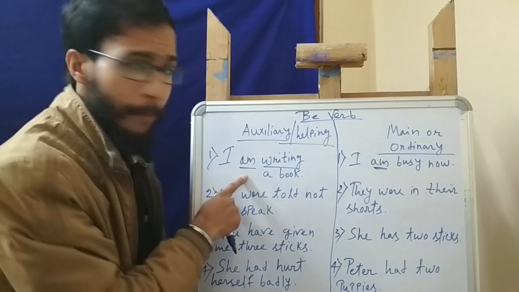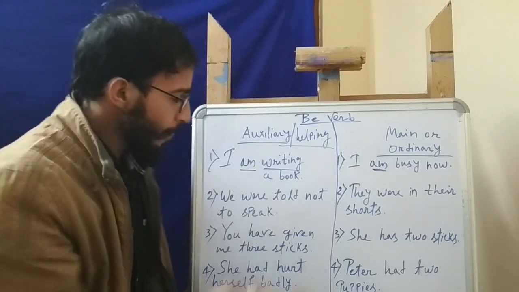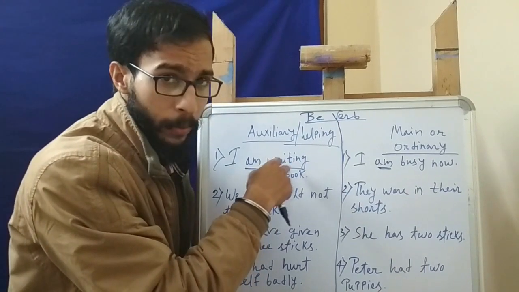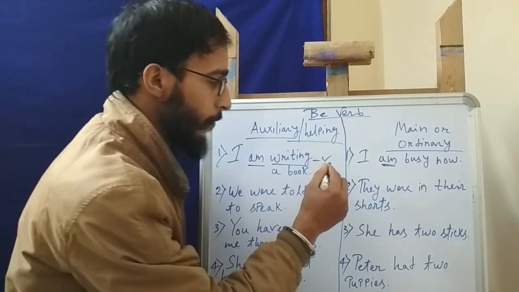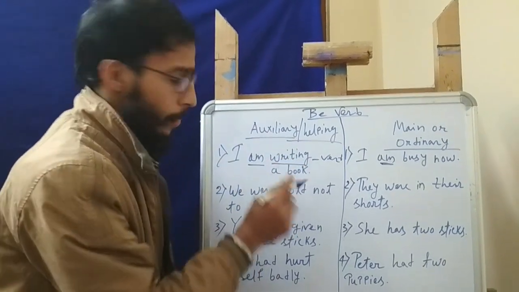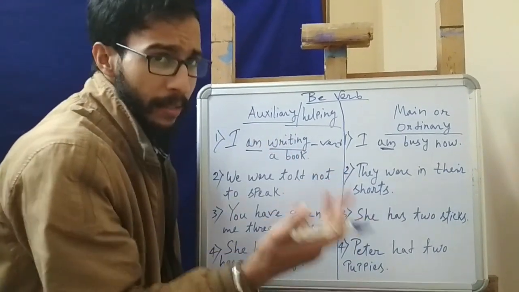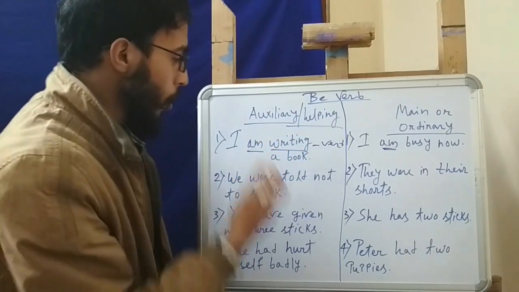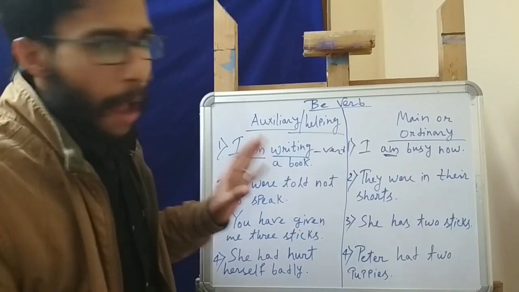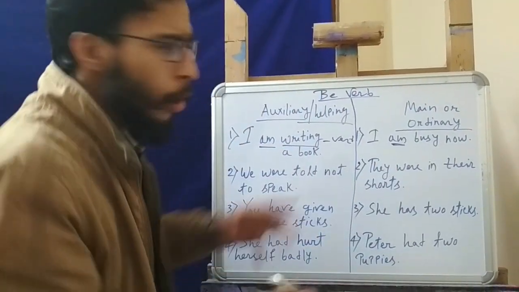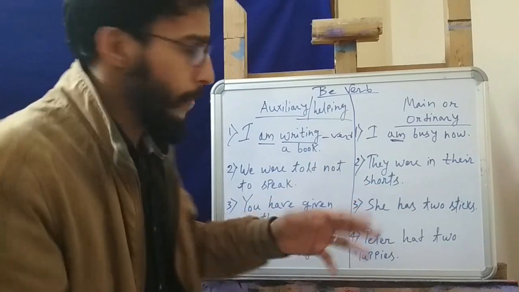And this am is not independent. This is dependent on this verb, this particular writing verb. Yeah, this is a verb. Okay. So this am is dependent on this because it is making a tense. That's why we are making sense of this sentence. So this am is auxiliary verb, and this am is main verb. We know the reason why, isn't it?